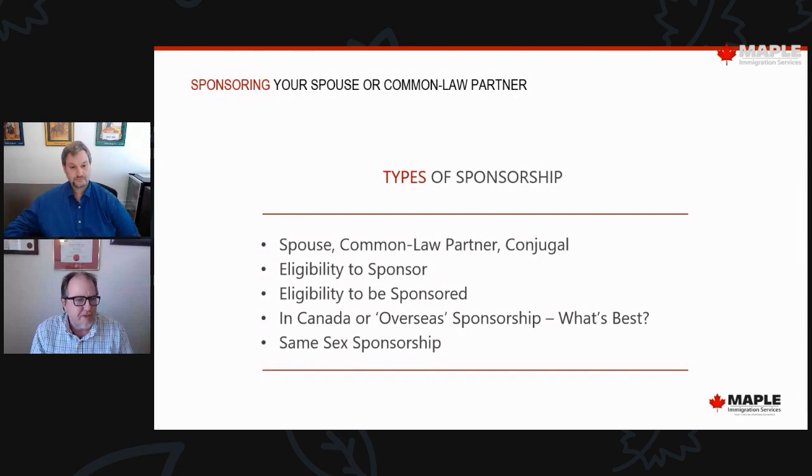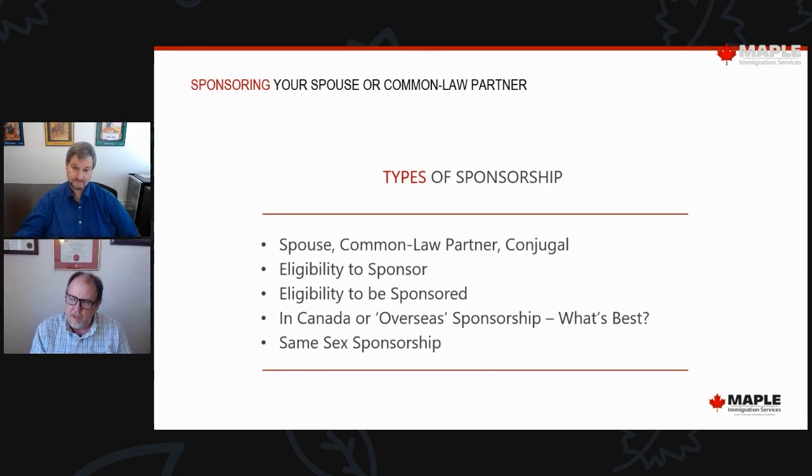So quickly, types of sponsorship. There are two main categories that we always discuss with people. That's an in-Canada sponsorship, or what we call an overseas sponsorship. It's basically out of Canada. So these are the two choices that you have. If you're a Canadian citizen, you can sponsor. If you're abroad as a Canadian citizen and you've married someone, you can sponsor them to come to Canada and live with you. If you're a permanent resident living outside of Canada, you cannot sponsor someone to come back to Canada with you. But let's just basically go over the differences between an in-Canada and an overseas sponsorship.